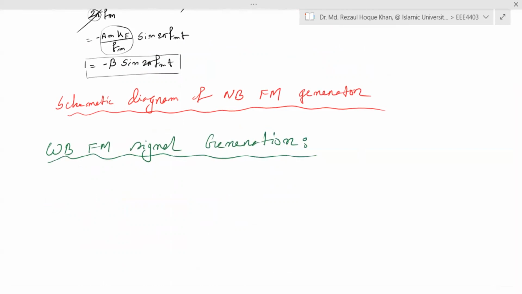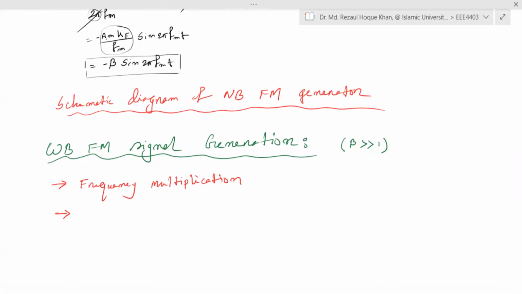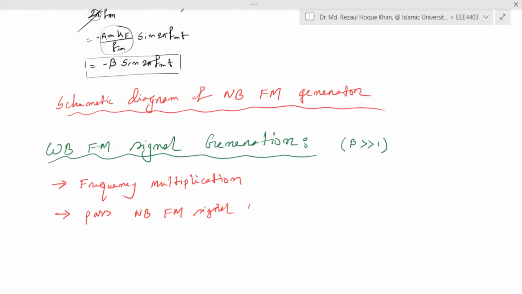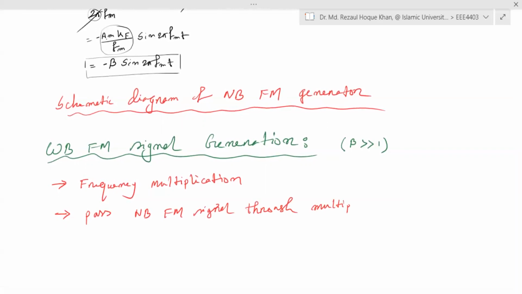Okay, so we know where the beta will be much higher. That was the condition, right? So this will be done by a frequency multiplier, by using frequency multiplication. By how? By passing the narrowband frequency modulated signal through a multiplier, actually.